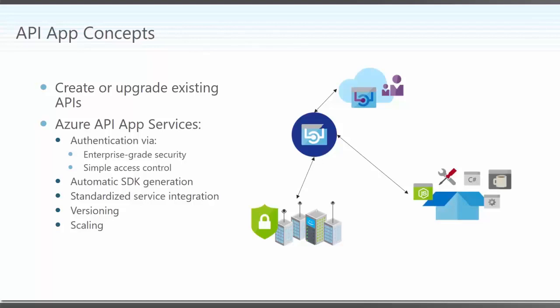then the Azure API app service will handle authentication, all the way from simple access control up to enterprise-grade security, including hybrid scenarios, automatic SDK generation if you want to expose these to other down-level or third-party clients, standardized service integration so that you can really plug and play with these APIs and these API apps, versioning, scaling, all of the things you'd expect from Azure. This is really the blessing of the Azure API app concept, is that Azure, if you want it to, can handle all of the things that aren't related to just getting your work done.